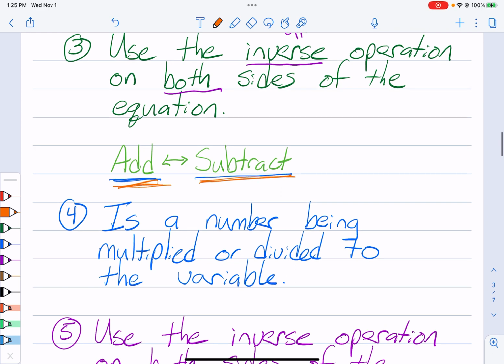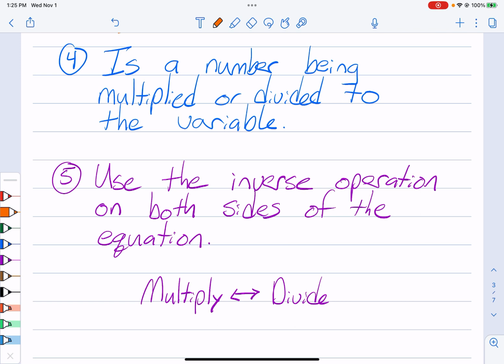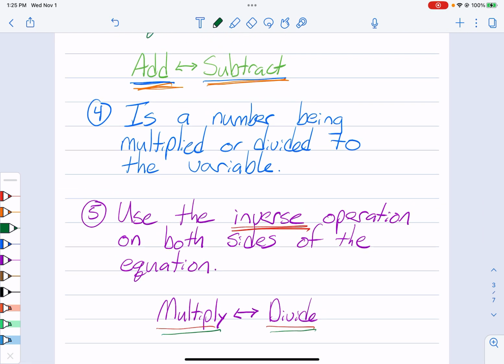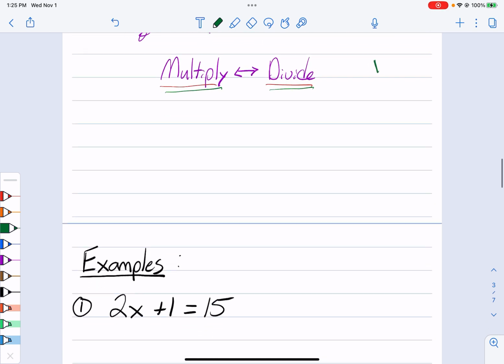Now that we've dealt with the addition and subtraction, you're going to do the same thing with the multiplication and division. You're going to say, okay, is there now something being multiplied or divided to the variable? And if so, you're going to use those inverse operations again, but this time if it's multiplied, divide, and if it's divided, you multiply. So the addition and subtraction is where you're going to end up with those zeros. The multiply and divide is where you're going to end up with those ones, like we talked about at the very beginning with the notices. So let's go through a couple examples.